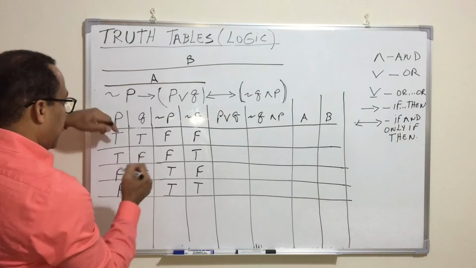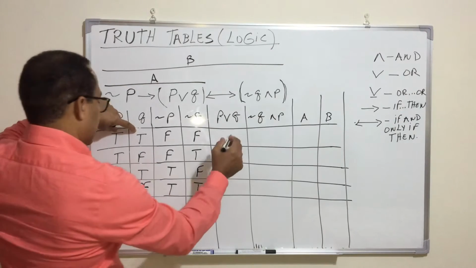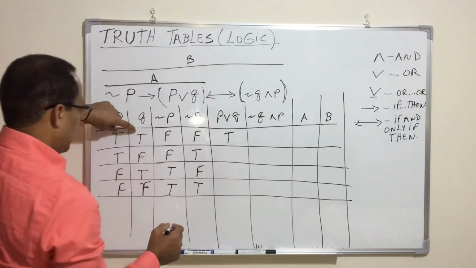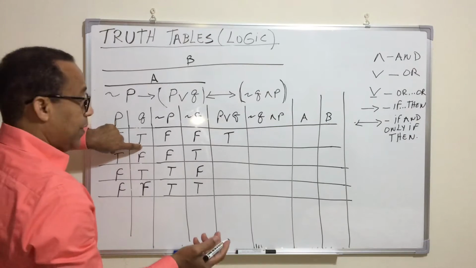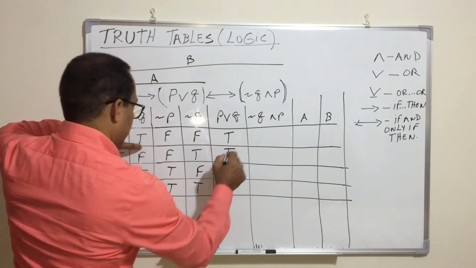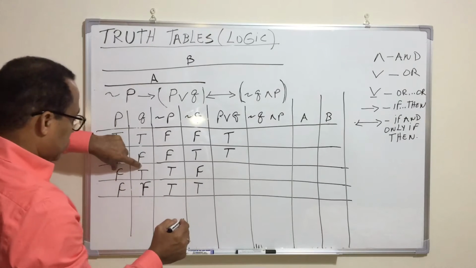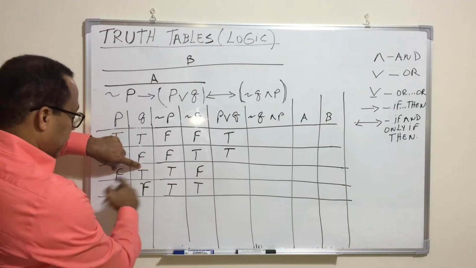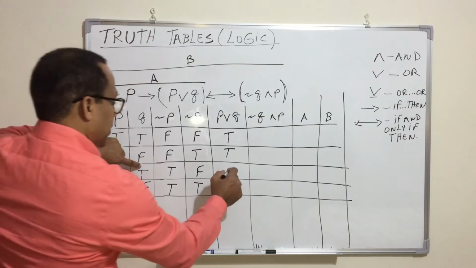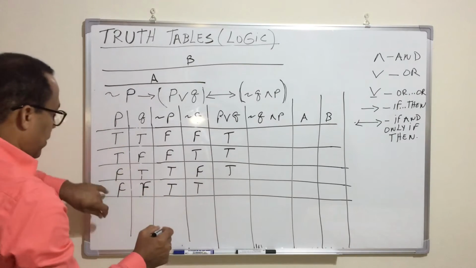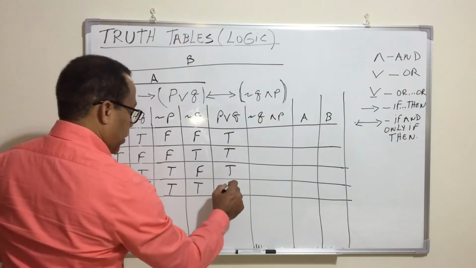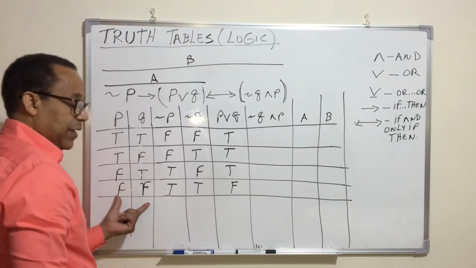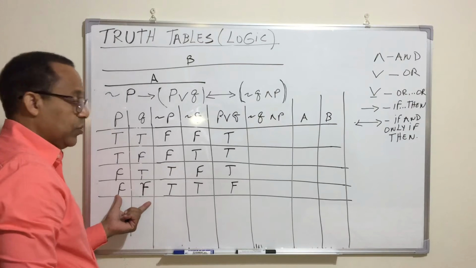Pedro attended, Carlos also attended, so this is true. Pedro attended, Carlos did not, but at least one of them attended, so this is true. Pedro did not attend, Carlos attended, is also true. Pedro did not attend, Carlos did not attend either, so this is false, because none of them attended, and at least one of them should have attended.